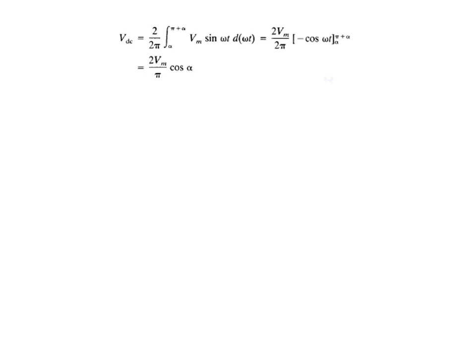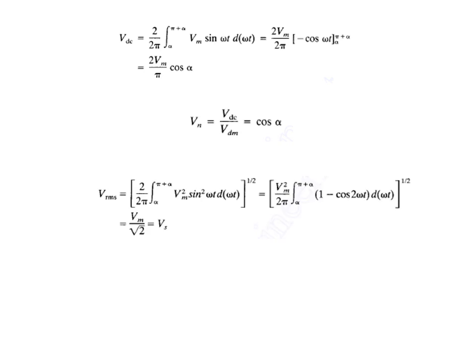The maximum average output voltage is VDM is equal to 2 Vm divided by pi, and using this maximum average output voltage, the normalized average output voltage can be found out, which is given by the equation Vn is equal to VDC divided by VDM. Substituting the values, VDC is 2Vm divided by pi into cos alpha, and VDM is 2Vm divided by pi. So 2Vm divided by pi will get cancelled out, and the normalized output voltage will be equal to cos alpha.